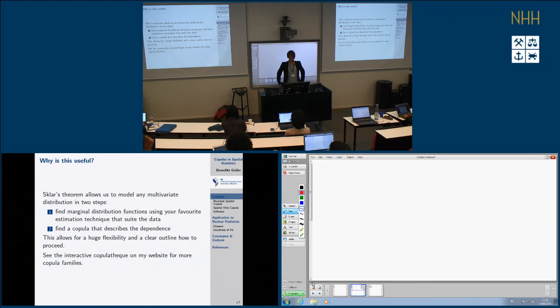So why is this useful? You really get a clear procedure: fit margins, fit copula, done. It looks like an easy two-step procedure, but of course there are many decisions to be made: which marginal distribution would I like to fit, which one fits best, which copula family do I use. But the building blocks are really precise and they are independent of each other. So you can fit a marginal distribution, fit a copula, change the marginal distribution without changing the copula, and optimize those two steps independently of each other.